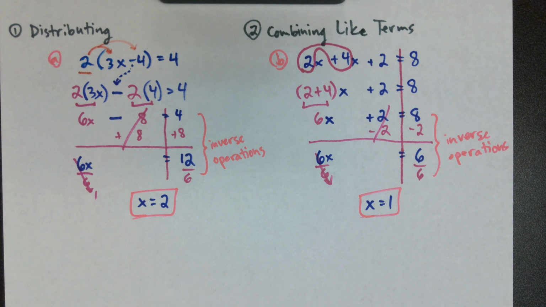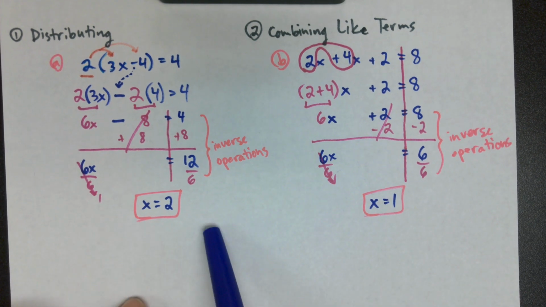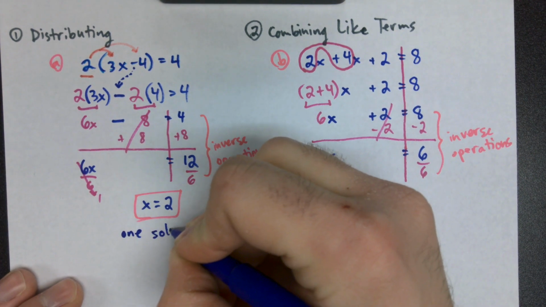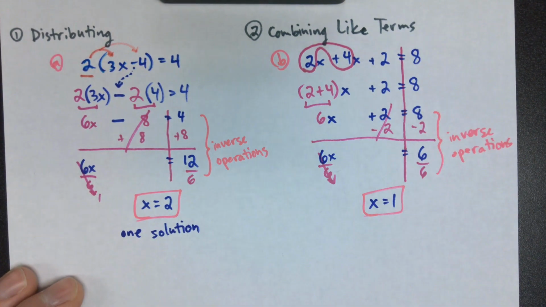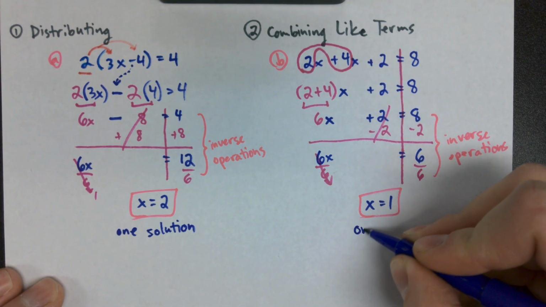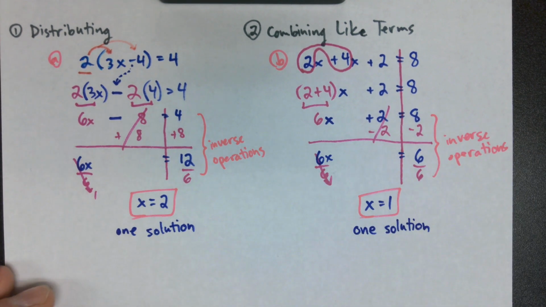We'll write this down in a little bit as part of these recap notes, but whenever we have a letter equals a number, like x equals 2, that means we have one solution. Same thing with example B. When we have letter equals number, that is one solution. Really is that simple. Letter equals number, one solution. Every single time.